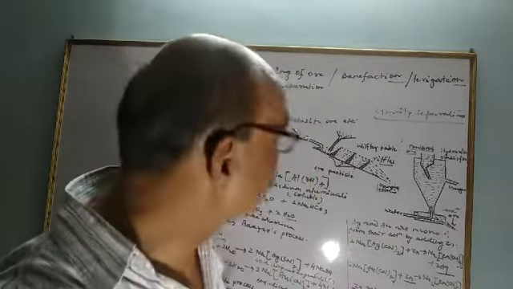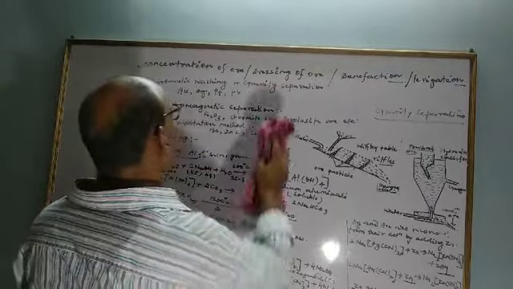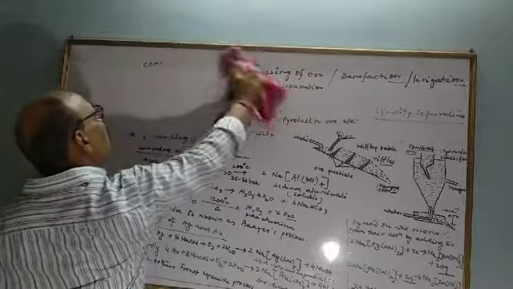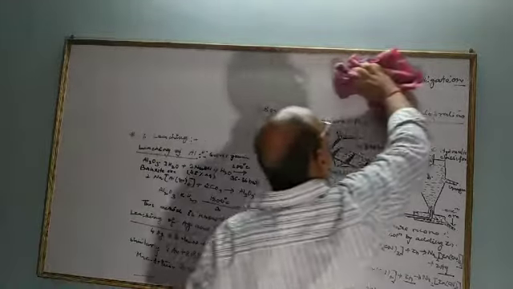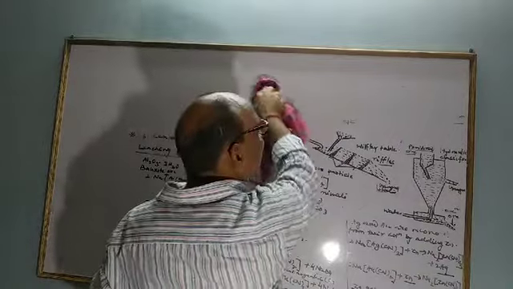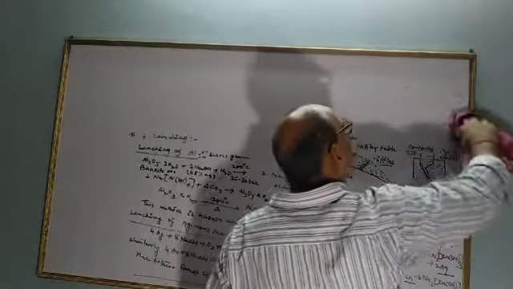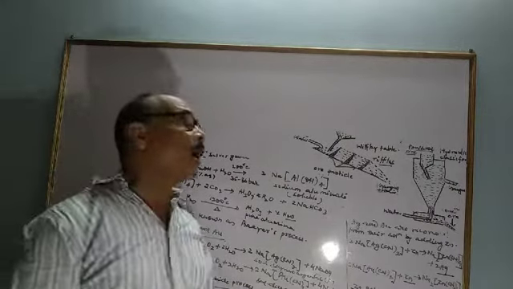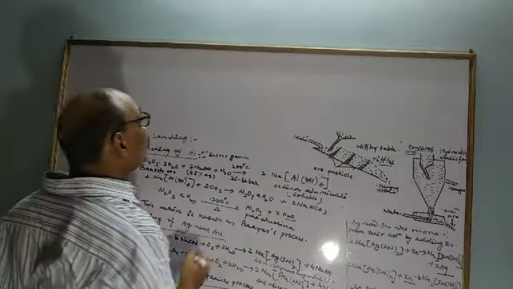Second method of concentration is the electromagnetic method. This method is applicable for only those ores which are attracted by the magnet, or where the impurities are attracted by the magnet.